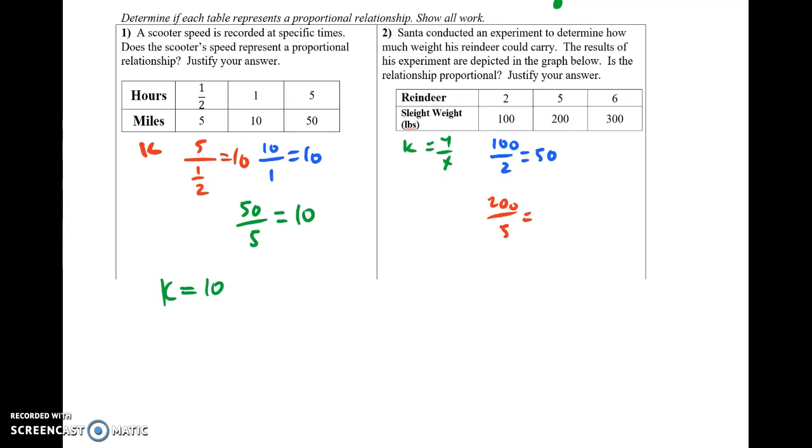That is going to be 40. And the last column, we're going to have 300 over 6, and that is 50. So we have 50, 40, and 50 again. Even though two of them are the same, we got one that's not the same. Therefore, this table is not proportional, and there is no constant of proportionality. That would be your reason.